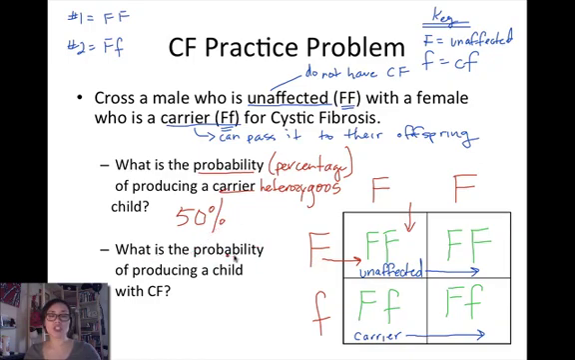Let's look at the next question. What is the probability of producing a child who actually has CF? Well, remember, if we think about what we just talked about, the only way to have CF is to be homozygous recessive, because it is a recessive disease. If I go through all of my boxes, I'll notice that I have no boxes that are lowercase, lowercase. So that means the probability of these parents having a child who actually has the disease is 0%.